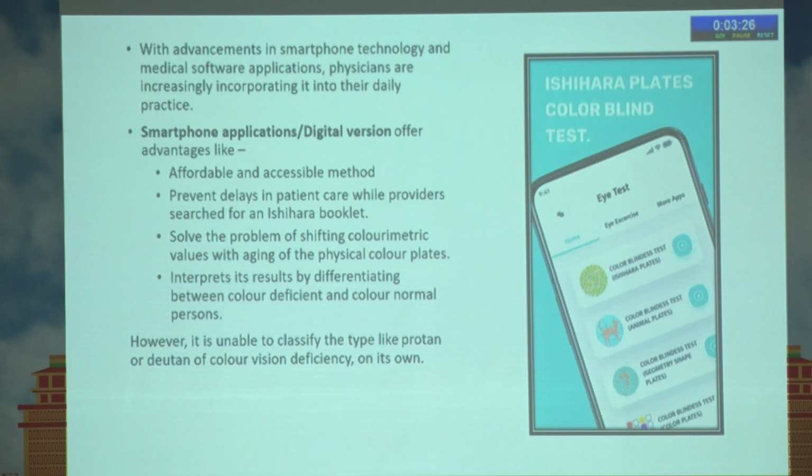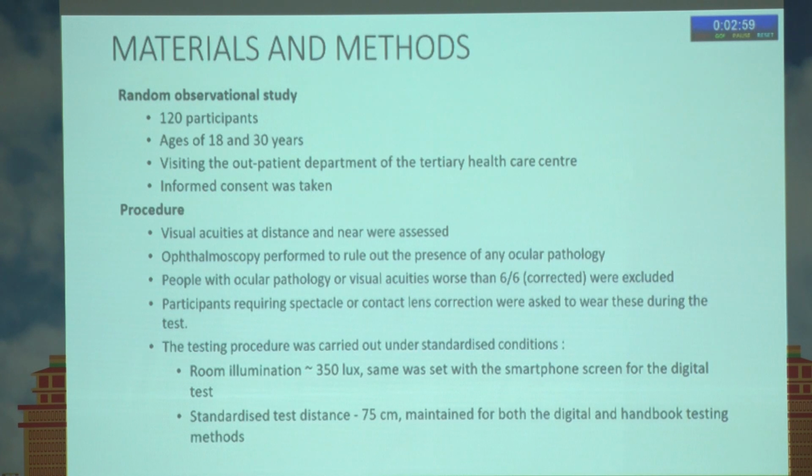With advancement in smartphone technology and medical software applications, physicians are increasingly incorporating them into their daily life. Smartphone applications have advantages: they are affordable, accessible, prevent delay in patient care, solve the problem of shifting colorimetric values with aging of the physical color plates, and interpret the result by differentiating between a color deficient and a normal person. However, it is unable to classify the type of color deficiency.